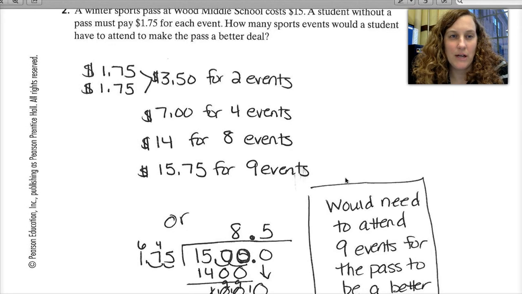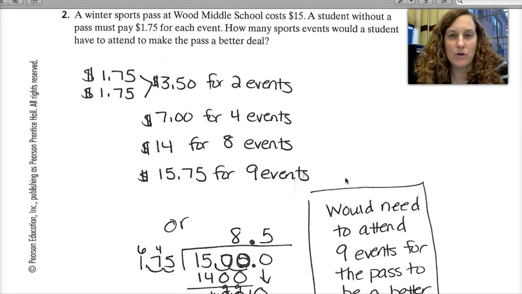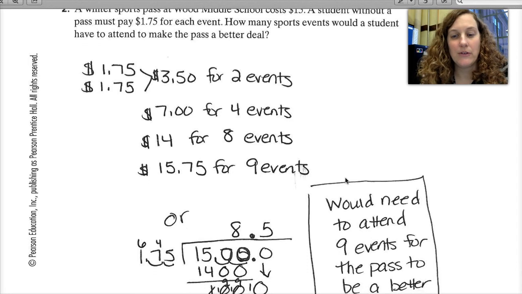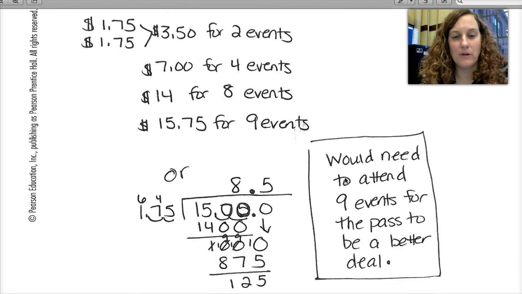Question 2. A winter sports pass at the middle school cost $15. A student without a pass must pay $1.75 for each event. How many sports events would a student have to attend to make the pass a better deal? So there's a couple of ways that you can do this one. You can think about it trial and error, or you can do the math.